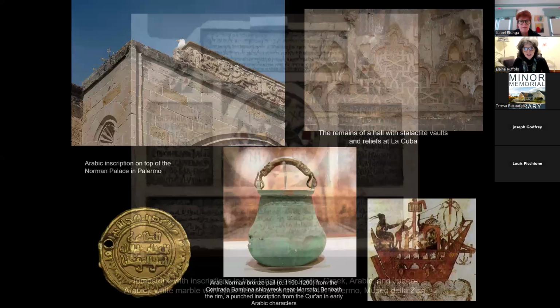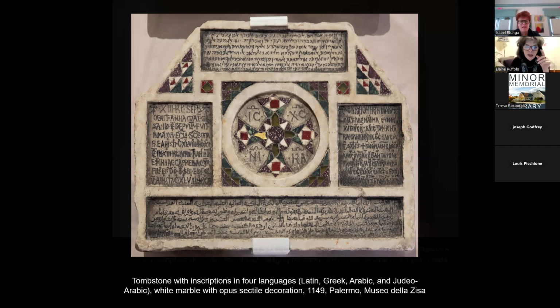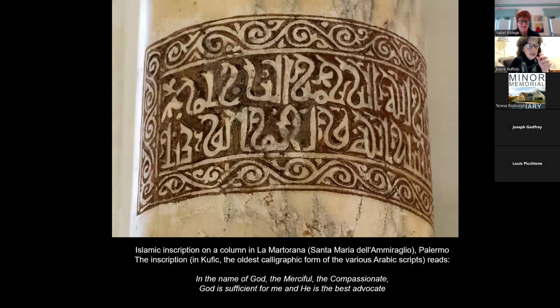Now let's turn to the next chapter. Oh, I love this image. I wanted to show this to you because what you're seeing here is a tombstone with 4 different inscriptions: Latin, Greek, Arabic, and Judeo-Arabic. I mean, it just represents Palermo perfectly. This comes from 1149 in Palermo. And even here and there in Palermo today, you can see an inscription in Kufic, which is the oldest calligraphy of Arabic scripts. I mean, fascinating.